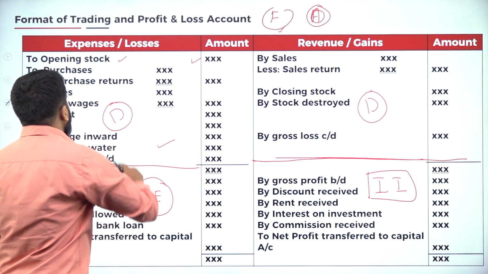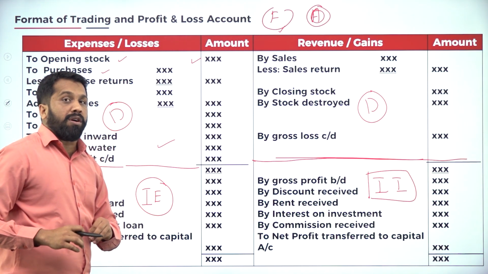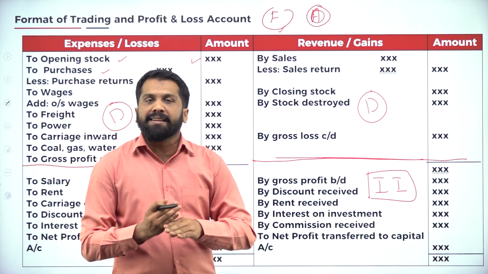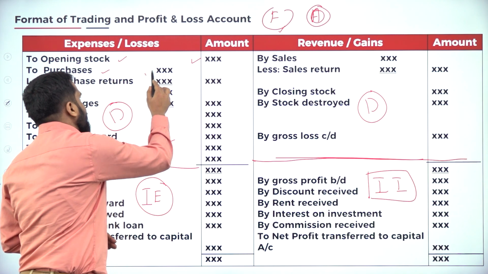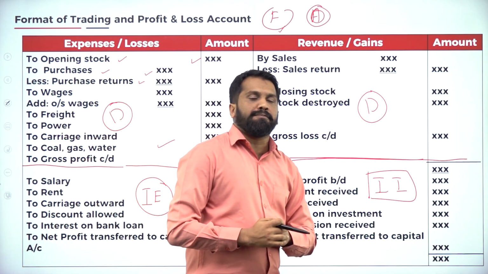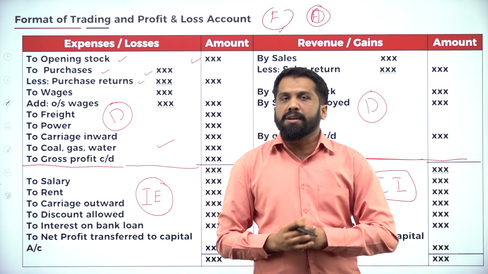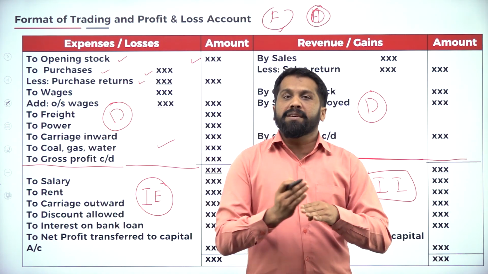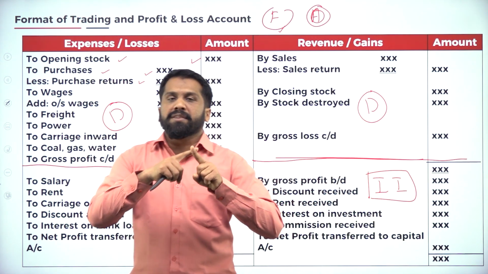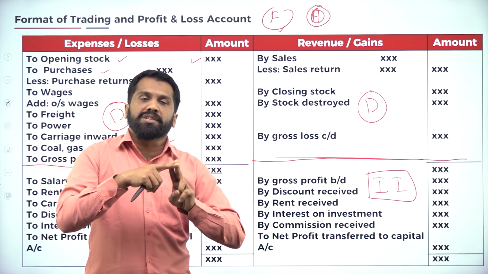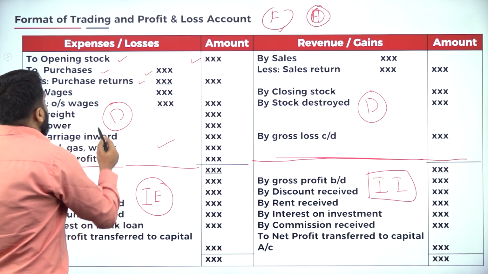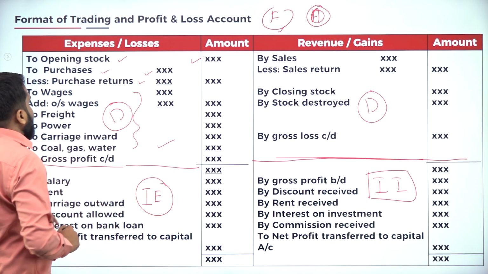Then purchases. So current year, whatever you purchase, we have to consider that current year purchases should be taken. Like purchase return, you have purchased, later you found that it is damaged. What you will do? You will return that. Purchase return has to be deducted. Very simple. What is the first one? Opening stock. Second one is what? Purchases minus purchase return. Along with this, we take all the direct expenses.